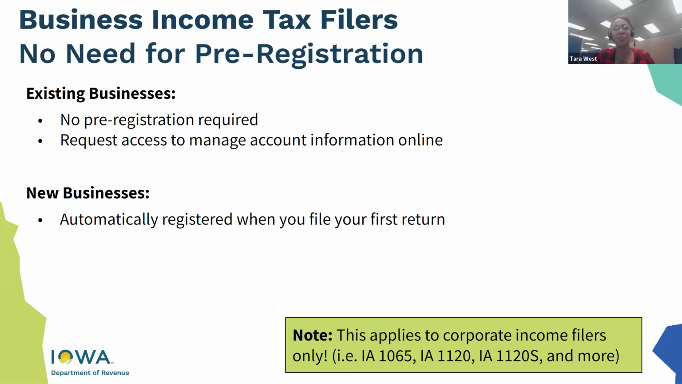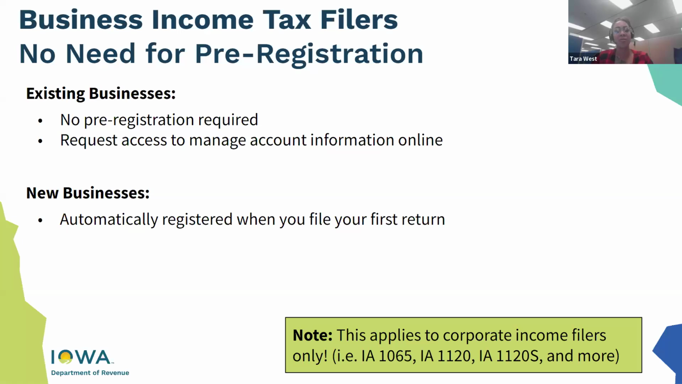All right, so let's talk about business income tax filers. If you are a business who is needing a permit or license, you must follow the steps on the previous slide regarding registering a business. If you are an existing business income tax filer who has previously filed a 1065, 1120, 1120S, etc., you will want to first create a logon and request access to that account. Once you receive the access code in the mail, you will log in and enter the code to connect to your account.